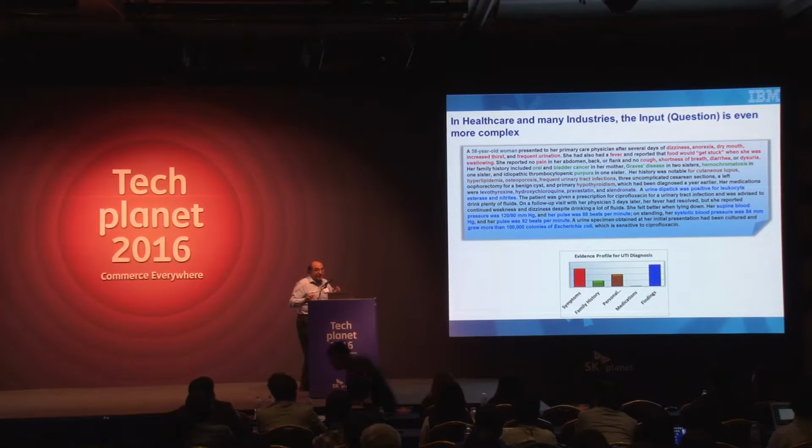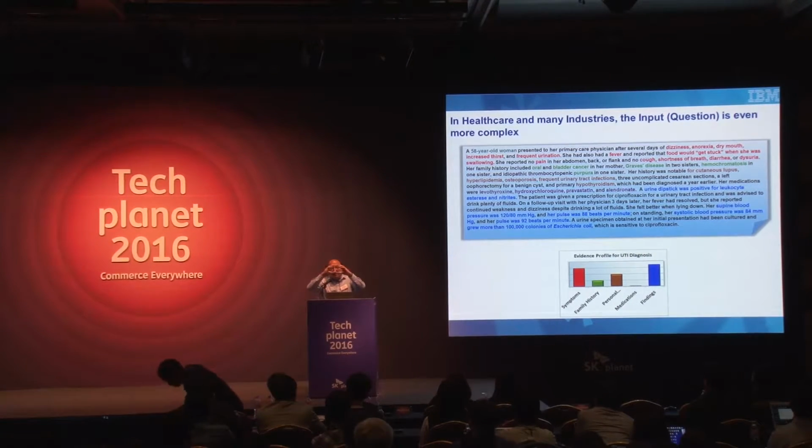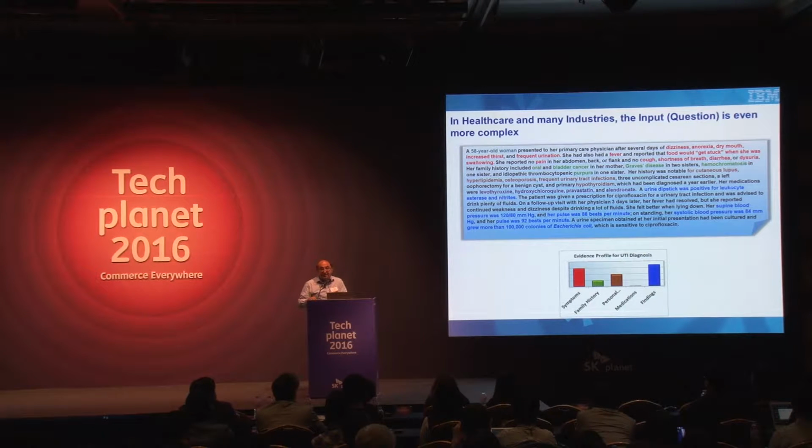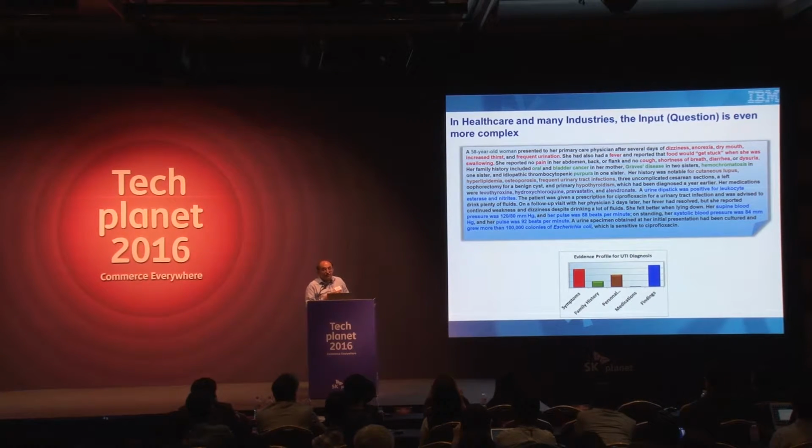Now, I said Jeopardy has relatively short questions, maybe 10 or 15 words, and the answer is 2 or 3 words. There are other domains where the question is much longer. So this is an example of a Watson system in healthcare. Here, the input is the medical report that a doctor issues about a patient.